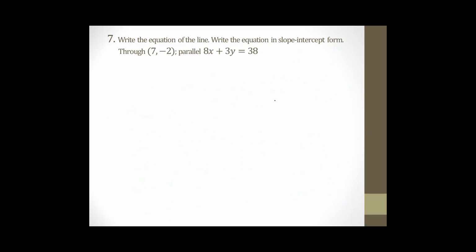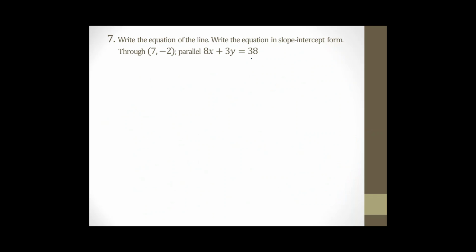Okay, so write the equation of the line. Write the equation in slope-intercept form. So the information that's given to us is that our equation needs to go through the point 7, -2, and it needs to be parallel to 8x plus 3y equals 38. So in order for us to use that information, we need to know first what is the slope of the given equation. And at this point, we don't know.